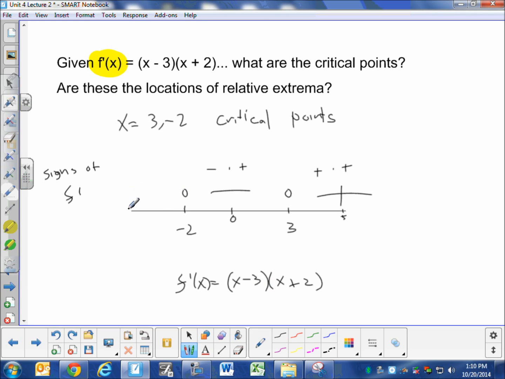Plug in a bigger negative value like -5, I'd get a negative times a negative. That's a positive. So x equals 3 and -2 are critical points, but more importantly, now we can say that x equals -2 is the location of a what, Mr. Ruzicka? Is it a minimum or is it a maximum? If I go from positives to negative, my function is increasing and then decreasing. Positives mean increasing, negatives mean decreasing. This is a max.